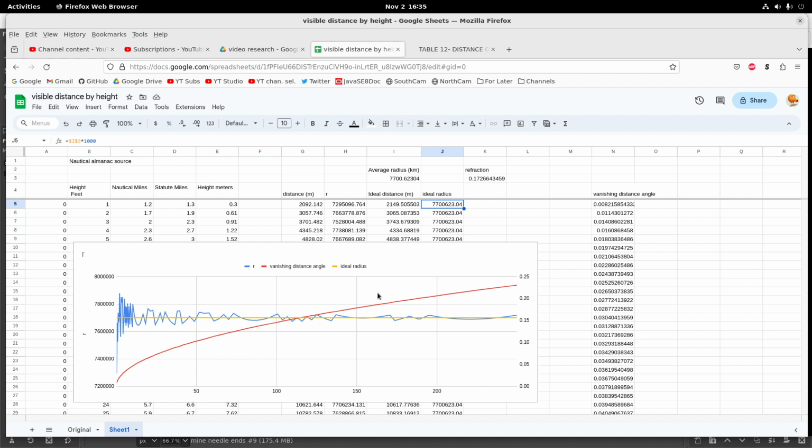The red line, however, is this vanishing distance angle column, and you can see that there is no easily discernible correlation between the observer's height and this vanishing distance angle.